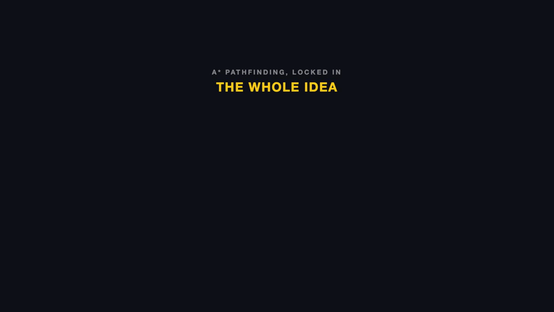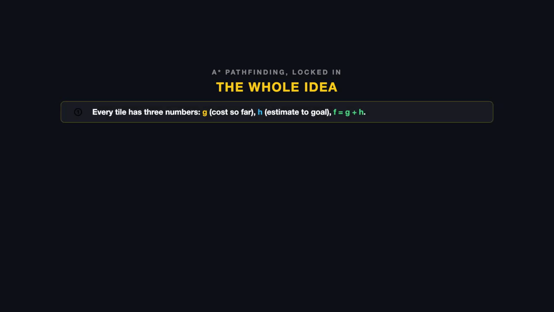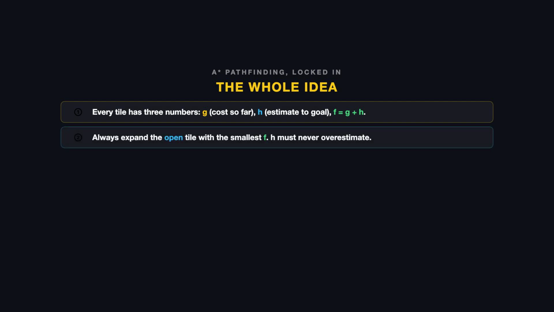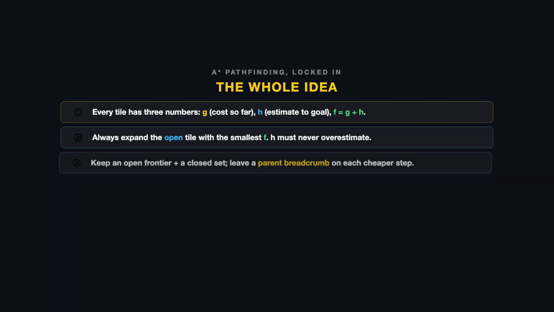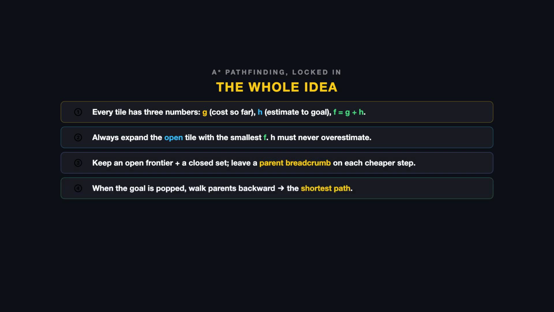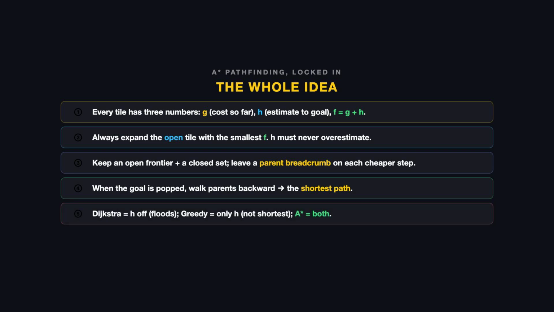Let us lock it in. A star finds the shortest path through a grid by scoring every tile with 3 numbers. G is the cost from the start. H is an optimistic estimate to the goal, Manhattan distance on a grid. And F is G plus H. A star always expands the open tile with the smallest F. It keeps an open frontier and a closed set, and for each neighbor it sets a parent breadcrumb when it finds a cheaper G. When the goal is popped, it walks those parents backward to rebuild the path.